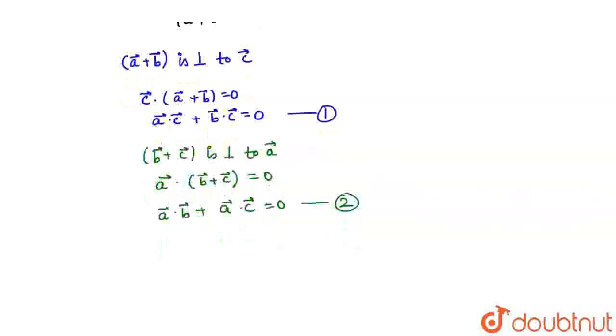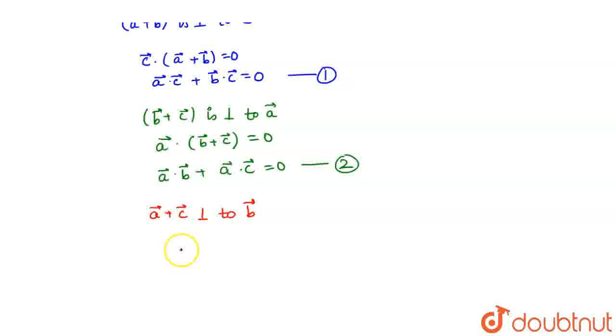So now if A plus C is perpendicular to B, so now A vector plus C vector is perpendicular to B vector. That means B vector dot (A plus C) vector is equal to 0. So that means A vector dot B vector plus C vector dot B vector is equal to 0. Mark this as equation number 3.